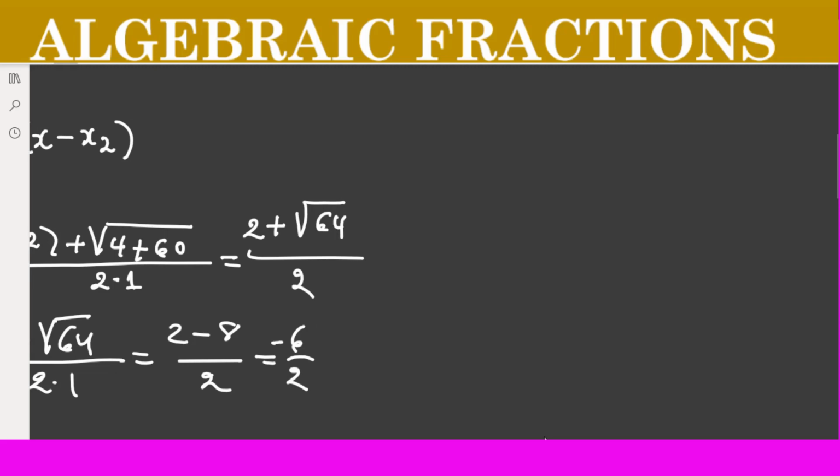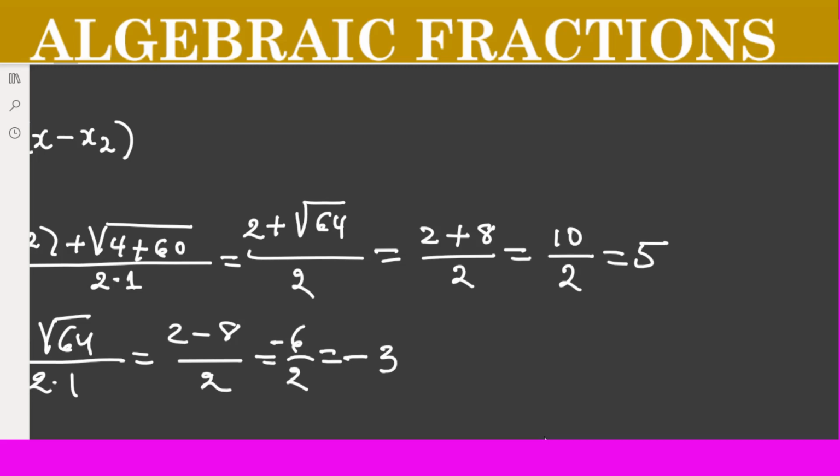I have negative here, so negative 3. Here you have 2 plus 8 over 2. We get 10 over 2, which is 5. This means x1 equals 5, x2 equals negative 3.